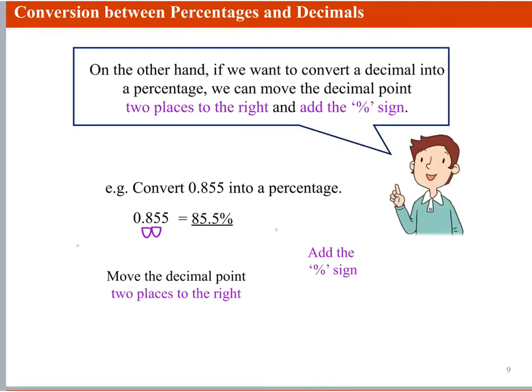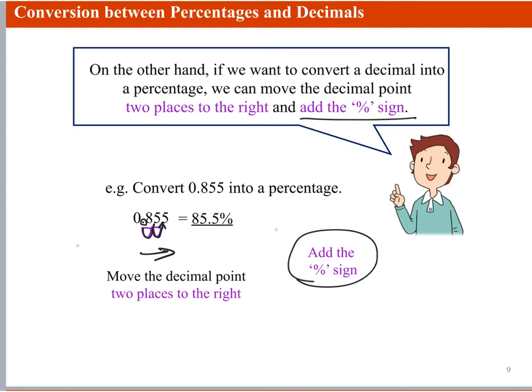Now we would like to convert a decimal into a percentage. Oppositely, we move the decimal place 2 places to the right and add the percentage sign. For example, 0.855. The decimal is here, and we move 2 places to the right, and it becomes 85.5%. Remember to add the percentage sign.